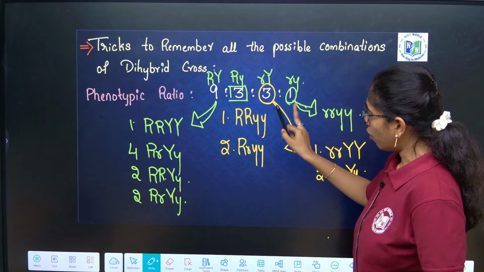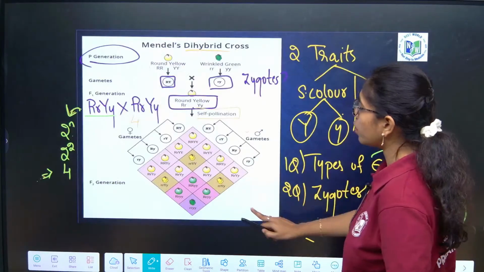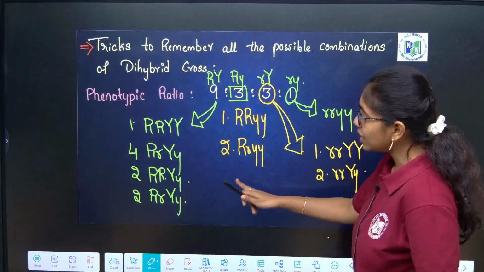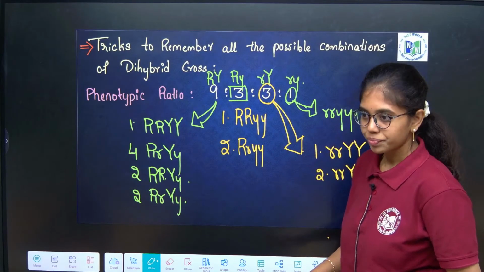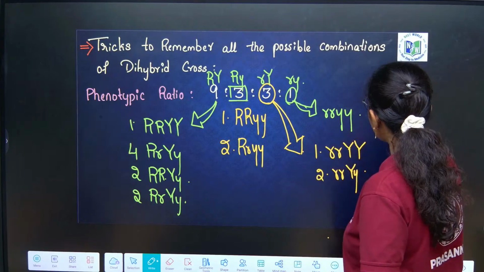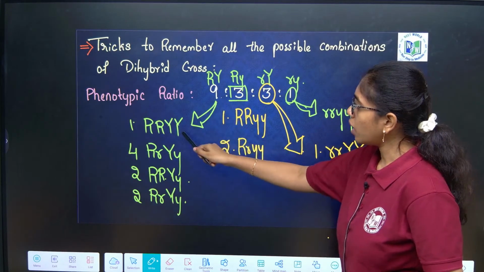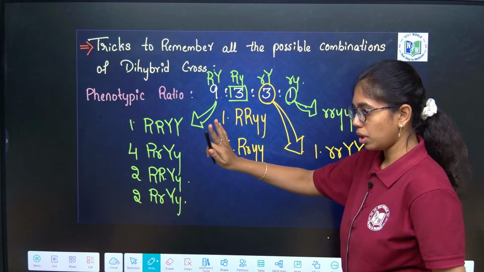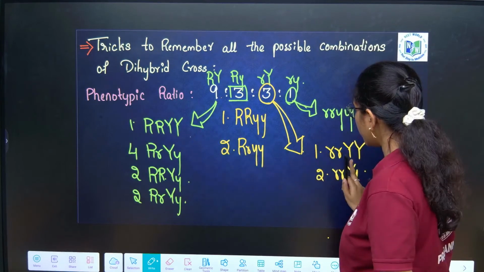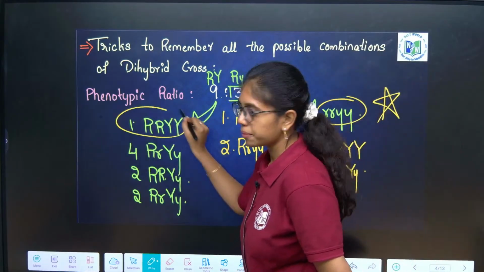Okay? This genotypic ratio is very important from the Punnett square, because based on this only you will get the questions. How you have to calculate, I will tell you. But this trick should be in your mind. Of the 9, one thing you keep in your mind: 1 is homozygous dominant, 1 is homozygous recessive. These two things you keep in your mind.